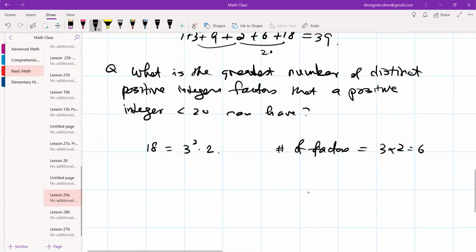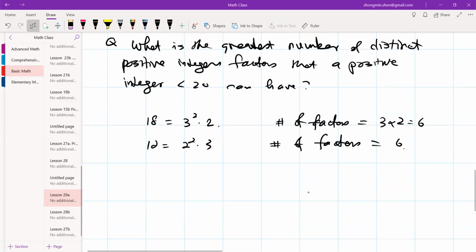Okay, and 12 also is going to be 2 squared times 3, so it also has 6 factors. Like 9 has 3 factors.